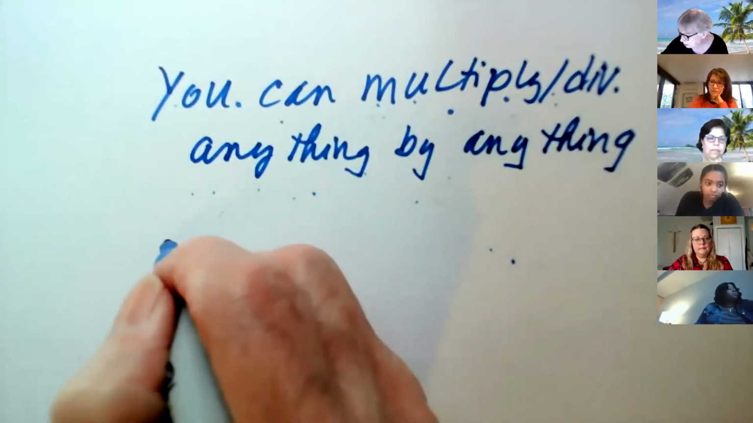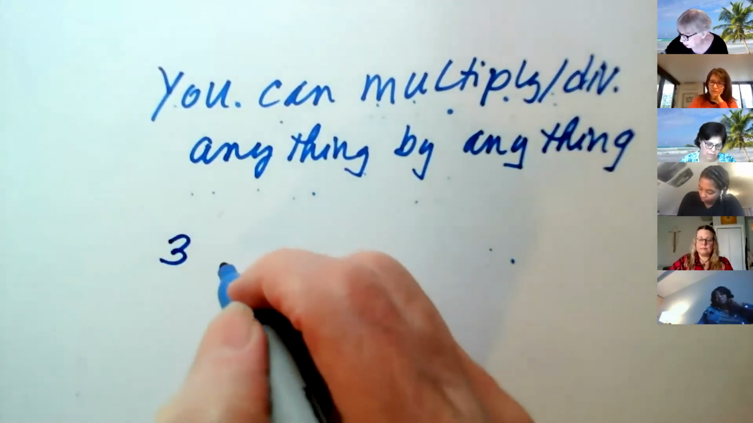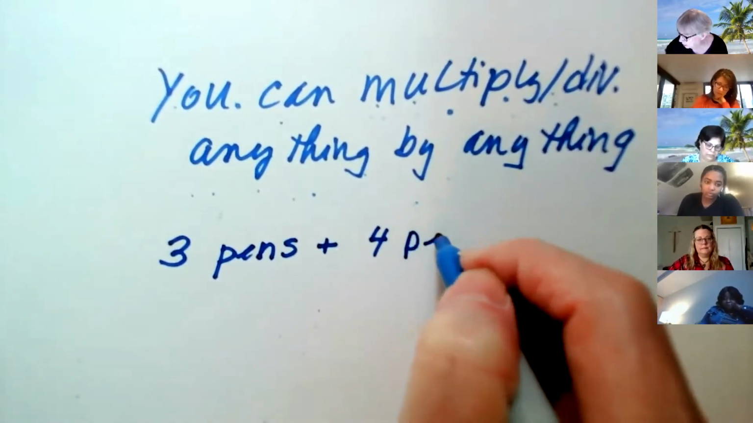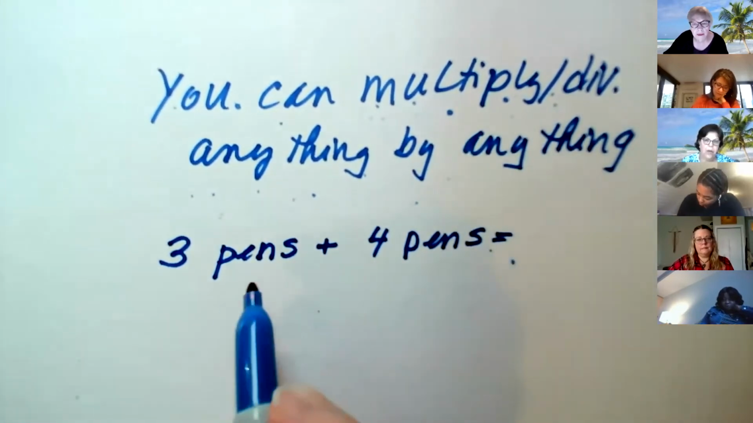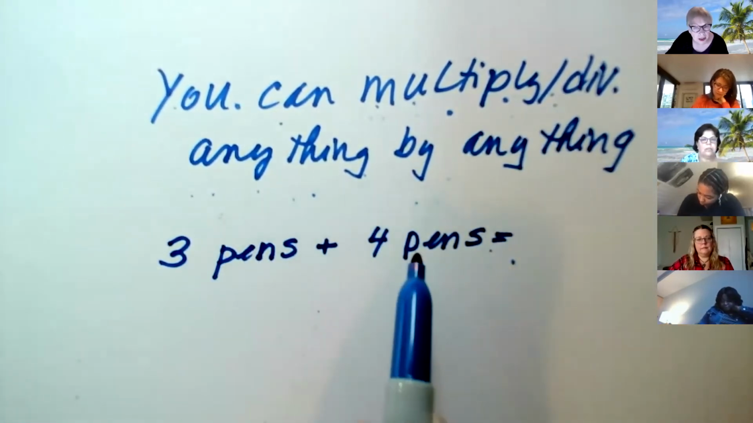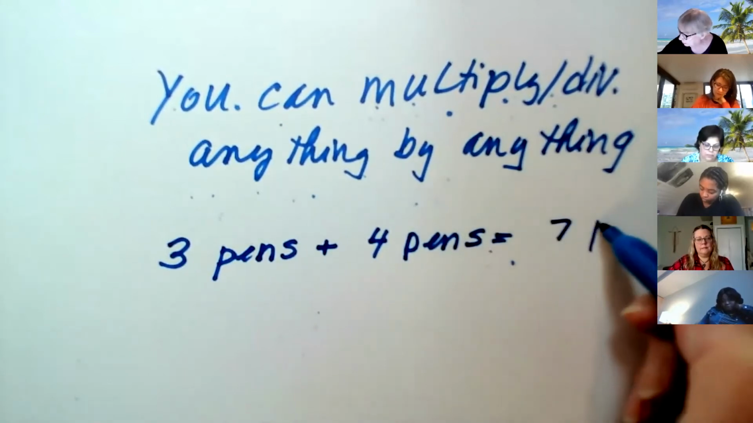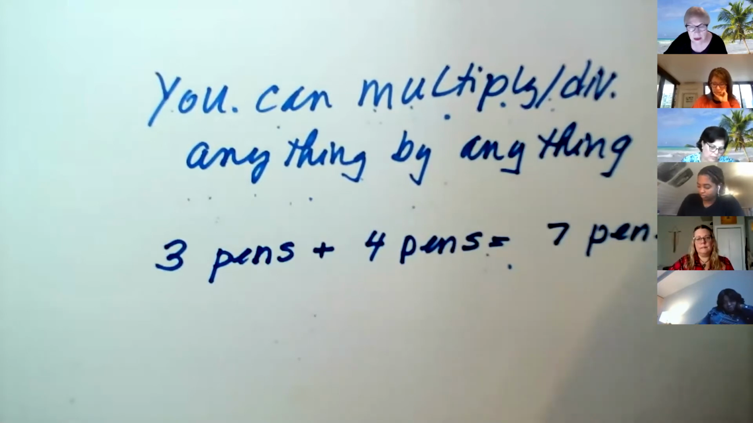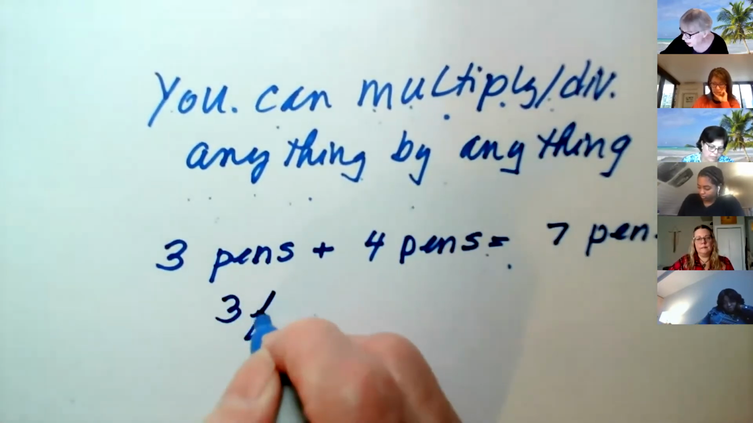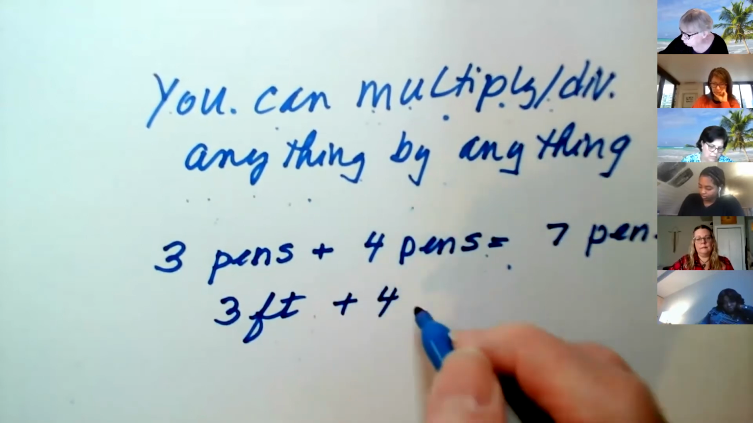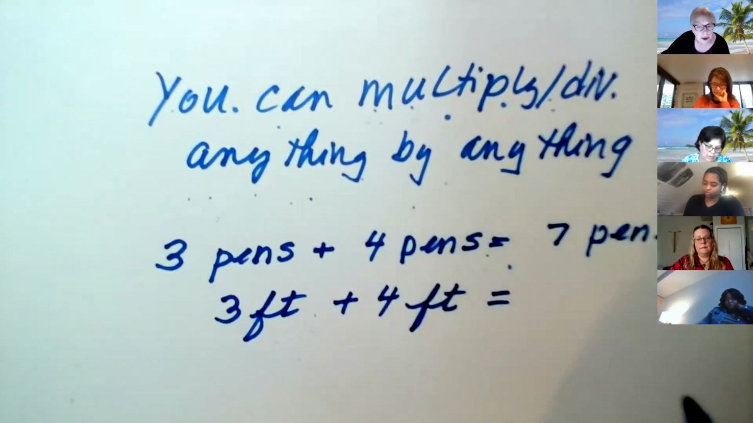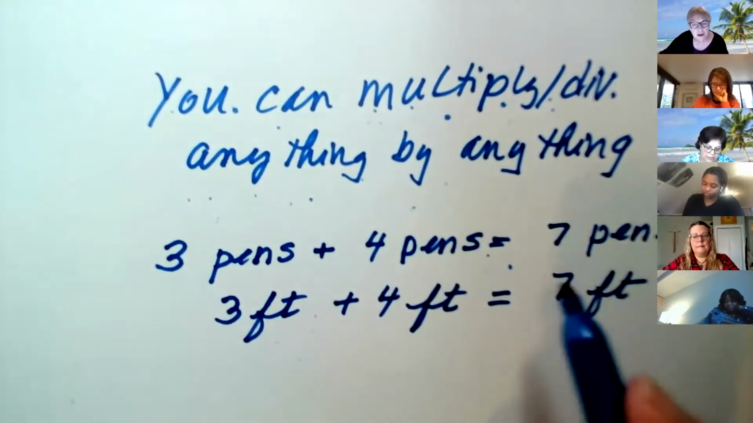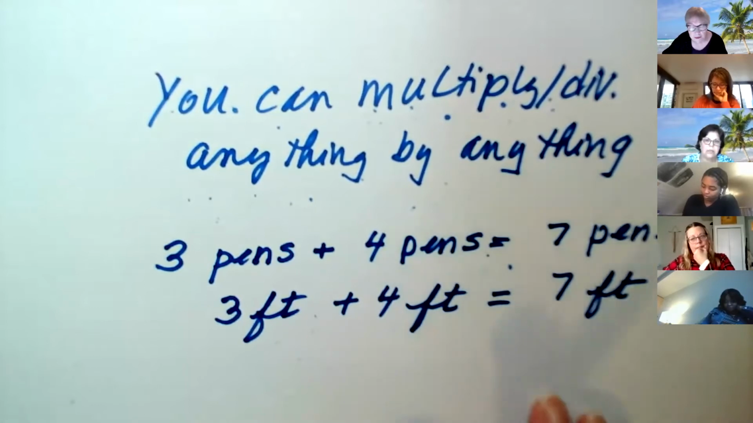In an add problem, if I had 3 pens and 4 pens, and I'm doing this simple because I want to make the point. These are like things, and so I could add them like that. It's 7 pens. And we had the same thing with 3 feet and 4 feet. Remember when we did perimeter? And that would be 7 feet. So that's requiring you to have the same type of thing.